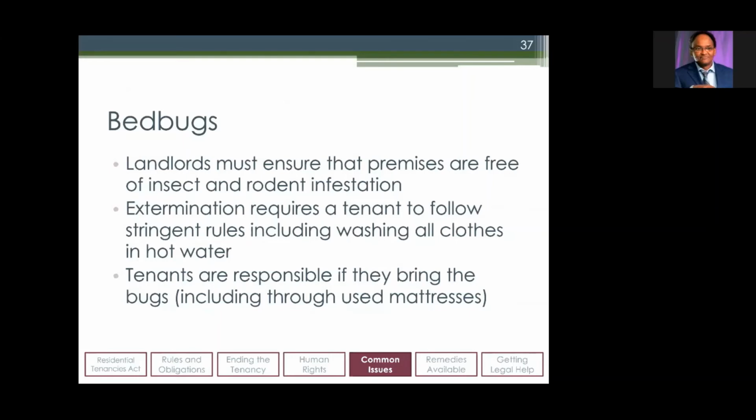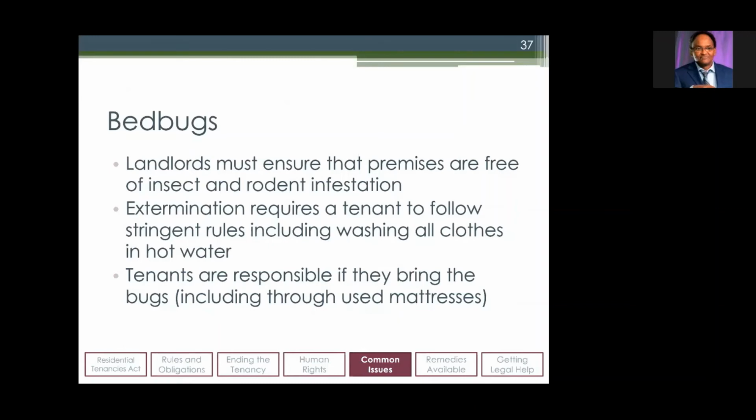Now let's talk about bed bugs. That's kind of an unpleasant topic, but it's a problem that can and does occur periodically in Edmonton. So from the outset, it is the landlord's responsibility to ensure that the premises are free of infestations, bed bugs, any other insects, mice, rats.